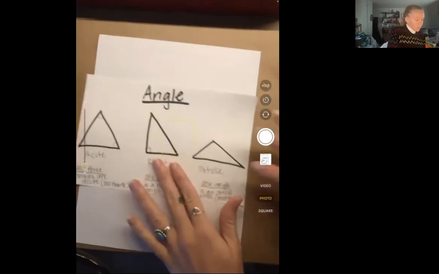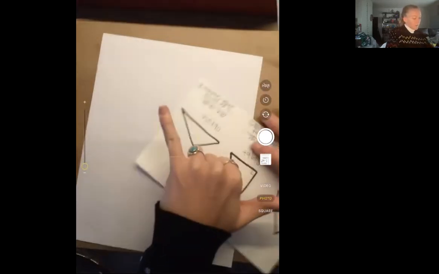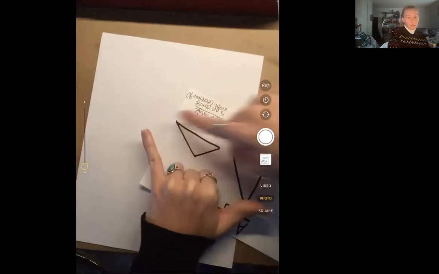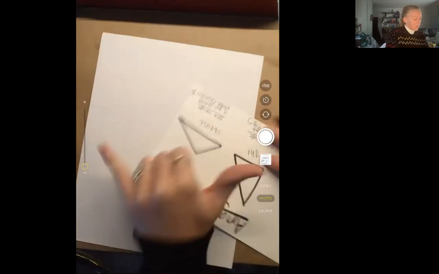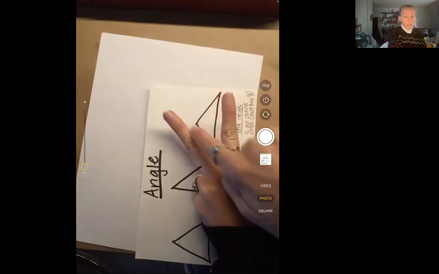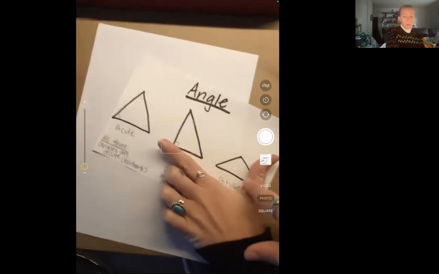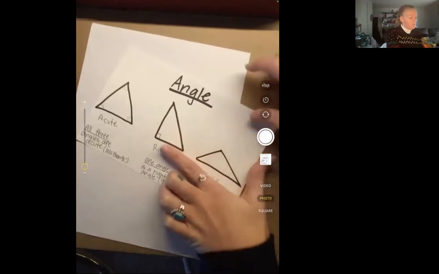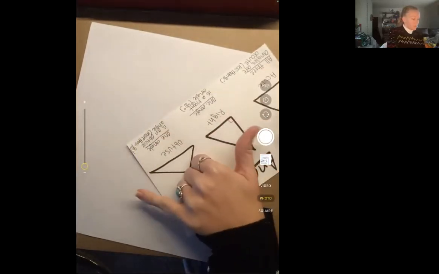Now for obtuse, you're going to make a shaka. And if the angle is bigger than your shaka, it is obtuse. So this one is obtuse because it is not the same as this one. It is bigger than your shaka. So here, I'm going to try it here. This is smaller, so it's an acute angle. This is smaller than my L, so it is not a right angle and it's not obtuse. And this is bigger than my shaka, so we know that's obtuse.